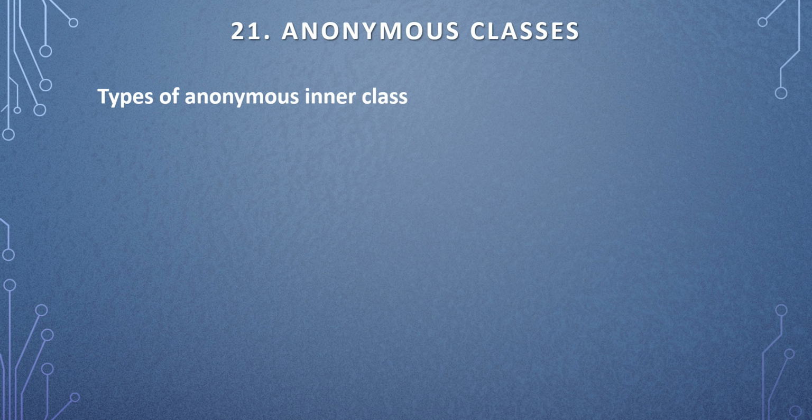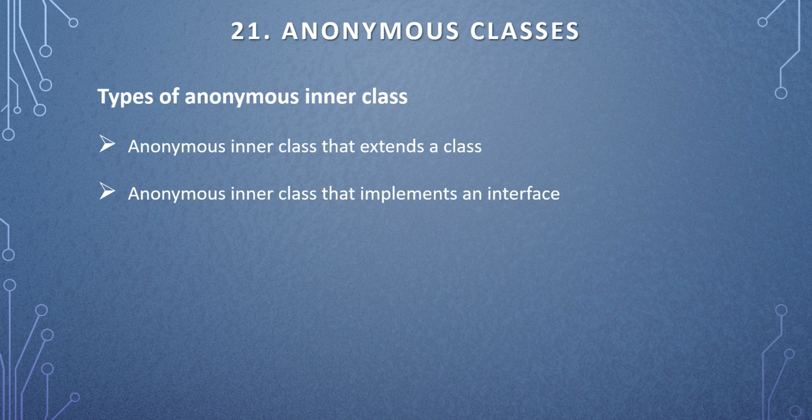Types of anonymous inner class: anonymous inner class that extends a class, anonymous inner class that implements an interface, and anonymous inner class as an argument. The example with the syntax that we saw earlier is for the anonymous inner class that extends a class. We will look at some more examples to understand each type in detail.